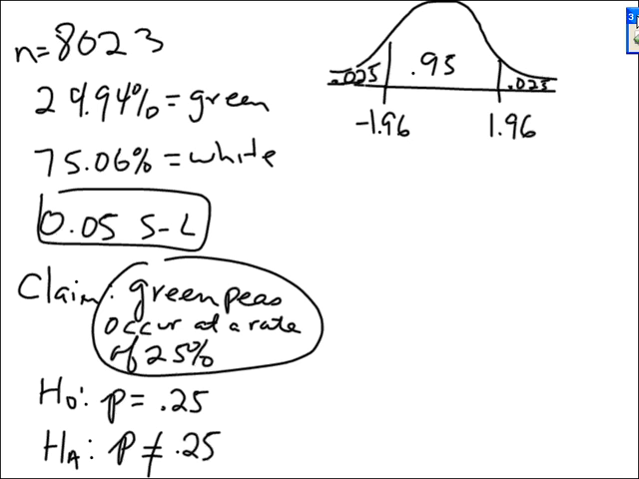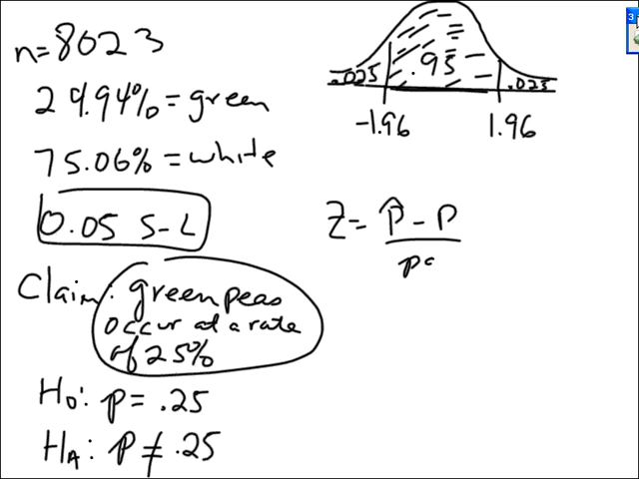So if the test statistic ends up in here, then, quote, I want to accept H0. But you can't accept it. So you fail to reject it. And, you know, Z is equal to p-hat minus p, divided by the square root of pq over n. P-hat is from the sample. P is success. We're talking about getting green. So it's 0.2494.